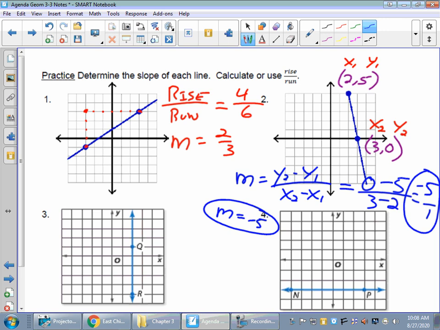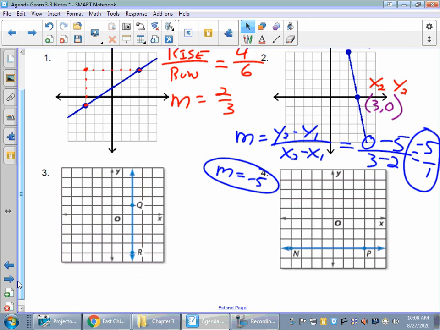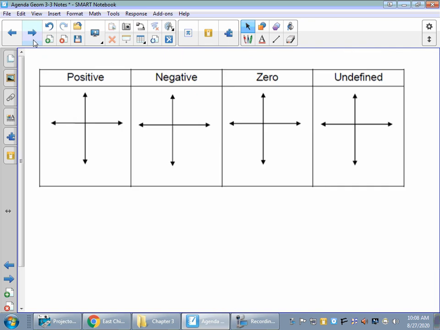Number 3 and number 4, you can just kind of take a look at. We'll need the next page for that, so number 3 and number 4, we'll talk about those on the next page as well. But they have interesting situations here. Number 3, we have a vertical line, and number 4, we have a horizontal line. So what would the slope of those be? We'll talk about that on our next page here.